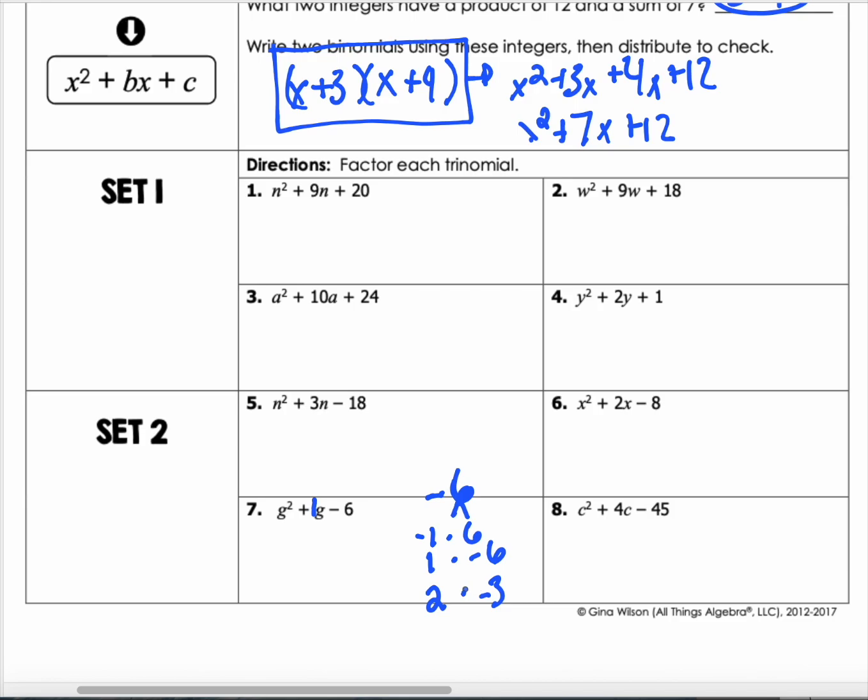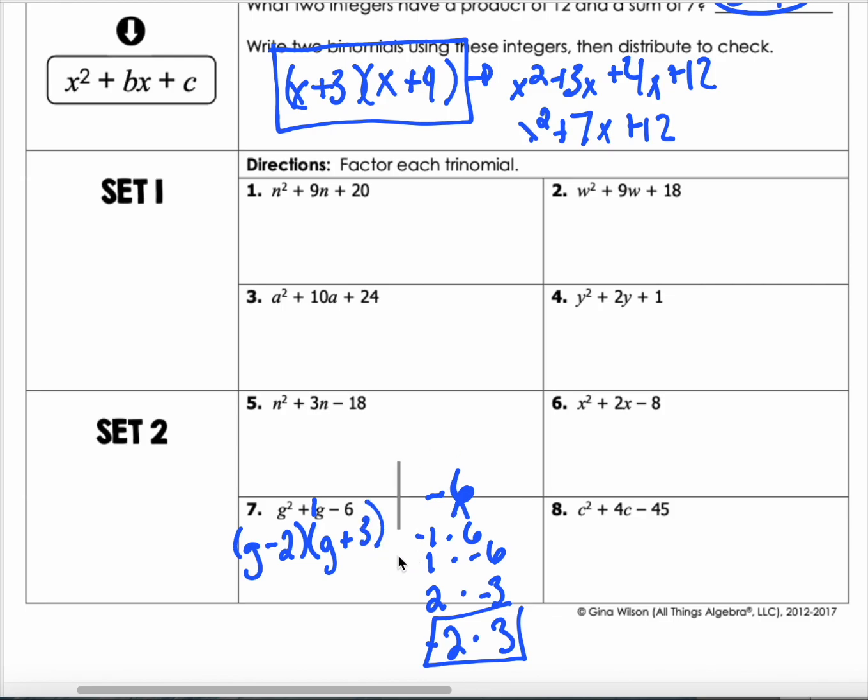If I add those two, I actually get a negative 1, but I could switch that around to say, okay, well, negative 2 times positive 3 gives me negative 6. And if I add the two, then I actually do get a positive 1. So this would actually be the two integers that I need for my problem. So let me go ahead and write that. I think it's negative 2 and positive 3.